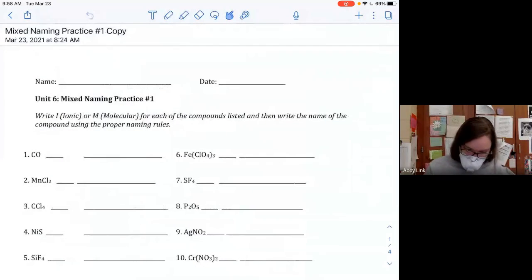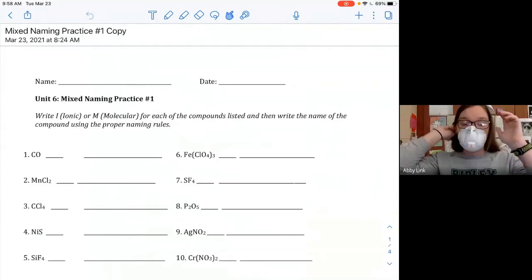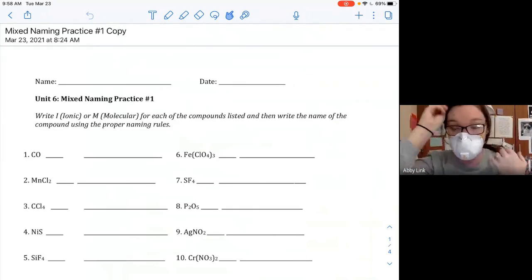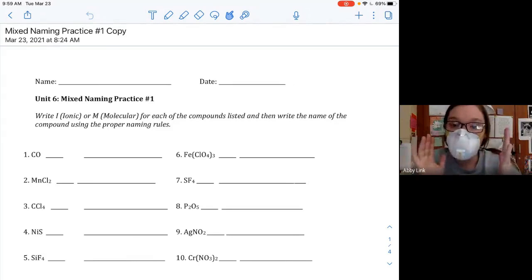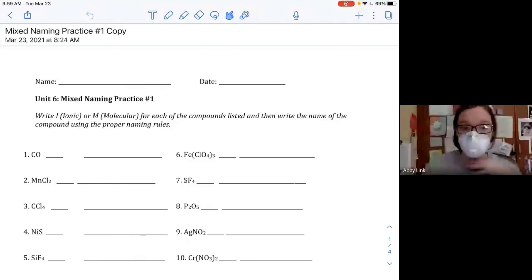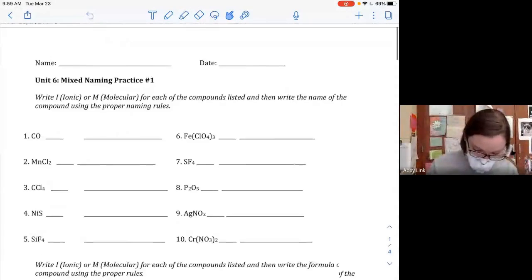And here's the deal with this. You have to be careful when things start to get mixed up. And what do I mean by mixed up? Well, if I just give you a whole list of compounds, the first thing you need to do is to identify which ones are molecular compounds and which ones are ionic compounds, all right? And that's what I'm going to have you do for the first 2 pages here.